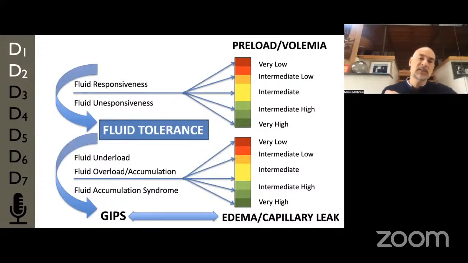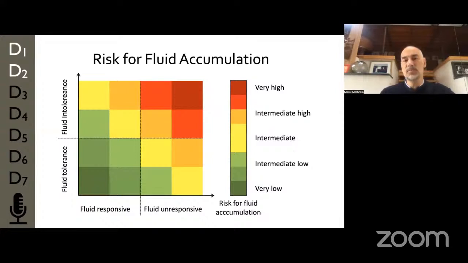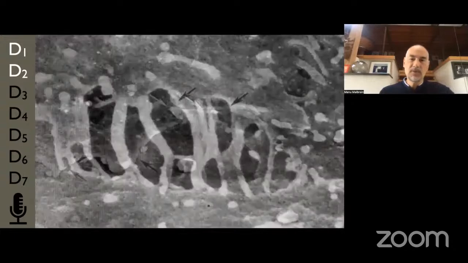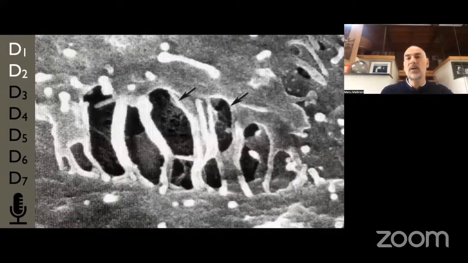There is also something called fluid tolerance, which defines when giving further fluids will lead to deleterious effects on organ function. So it's the balance between fluid responsiveness and unresponsiveness on the one side, and fluid tolerance and intolerance on the other side. And a combination of these will increase the risk for fluid accumulation syndrome. So if you're unresponsive and intolerant, there will be a very high risk. This is a healthy capillary, and this is the same capillary only a couple of minutes later after an insult.